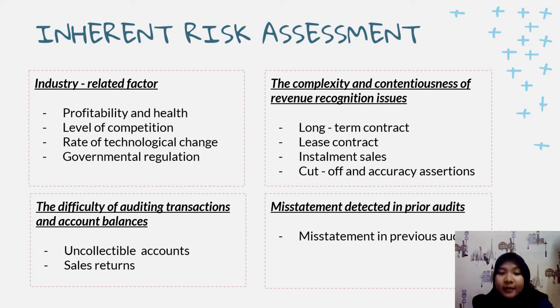The third factor is difficulty of auditing transactions and account balances. Management estimates for allowances for uncollectible accounts and sales returns can be difficult to audit because of the subjectivity that may be involved in determining the proper value.